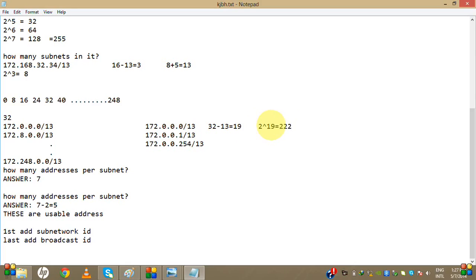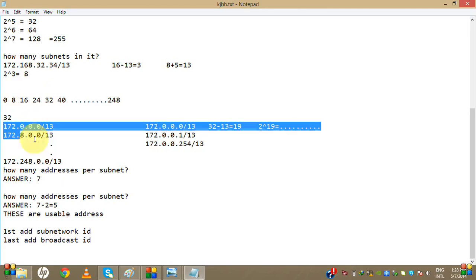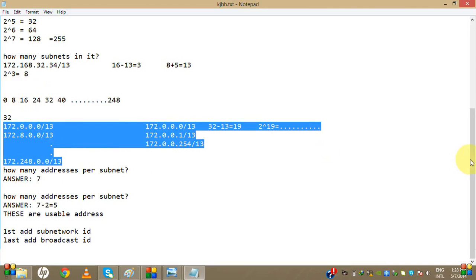You can calculate it. These are the total addresses in this address. Similarly, the same number of addresses are in this address, and these 32 subnetwork IDs have that many addresses. How many addresses per subnet? 7. No, it's wrong.